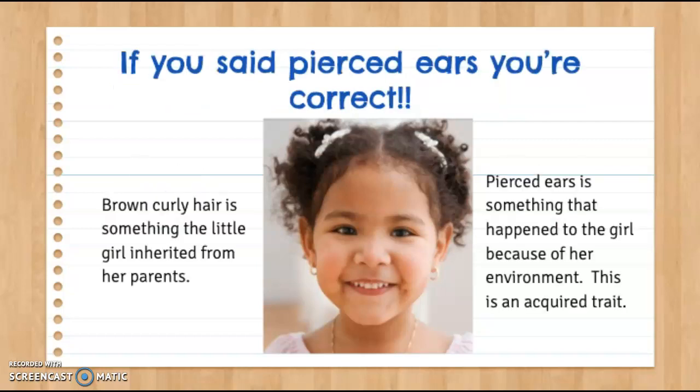If you said pierced ears, you're correct. Brown curly hair is something the little girl inherited from her parents. Pierced ears is something that happened to the girl because of her environment. This is an acquired trait. Let's look at 2 more pictures.